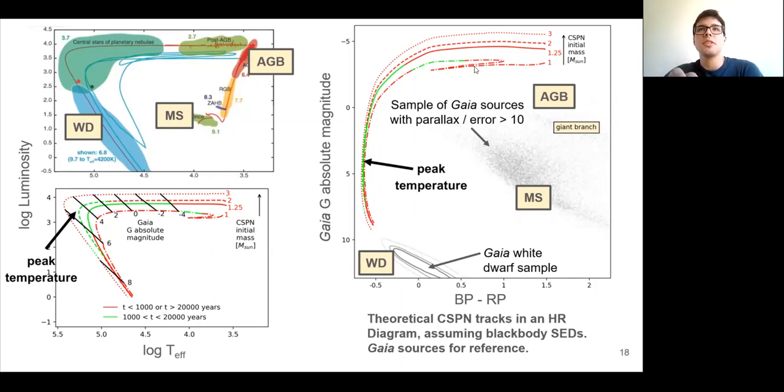So in the Gaia version of these tracks, the evolution is more or less consistently downwards in terms of the Gaia absolute magnitude. And the point that corresponds to the peak temperature in the theoretical evolutionary tracks corresponds to a Gaia absolute magnitude of around 4. We've also plotted in this plot a sample of background sources, which will be mostly main sequence stars, and a white dwarf sample for reference.